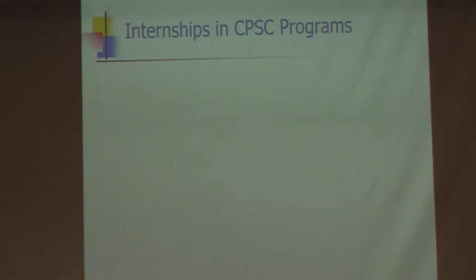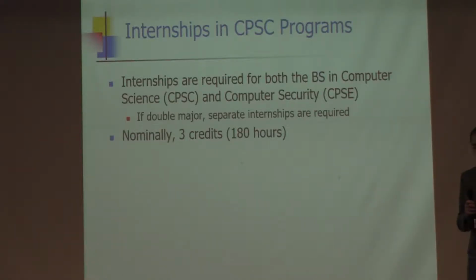Let me talk a little bit about the internship characteristics of our program. We do require internships in both the computer science and security degrees in order to graduate. We have a number of students who are double majors. In those cases, they have to do 2 internships, one in computer science, one in computer security. Each internship is nominally 3 credits, which equates to 180 hours of work.